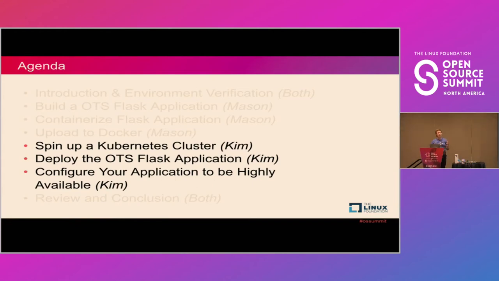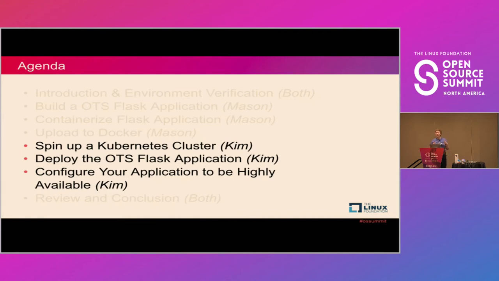All right, so what Mason just showed us is how do you develop an application locally? How do you run it on your local machine? How do you use Docker to containerize that application, make an image of it, and then push that image up to a container registry like Docker Hub?